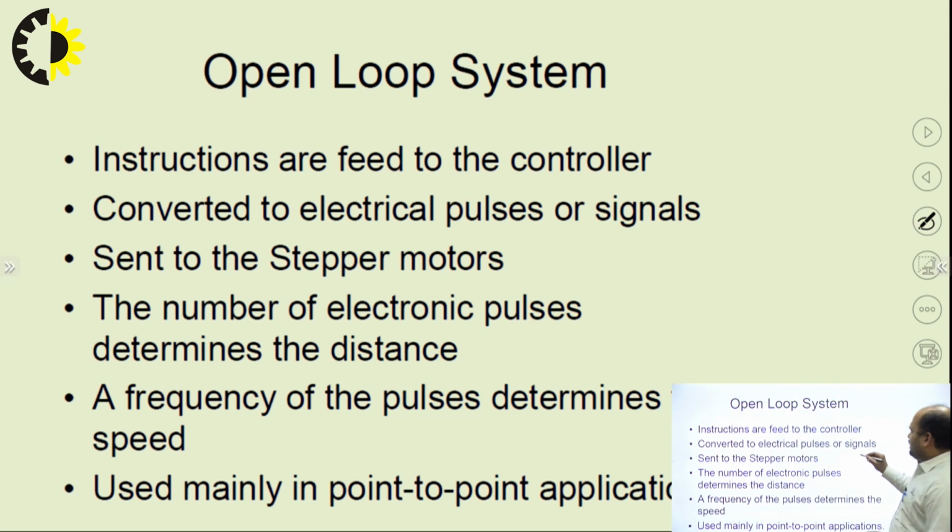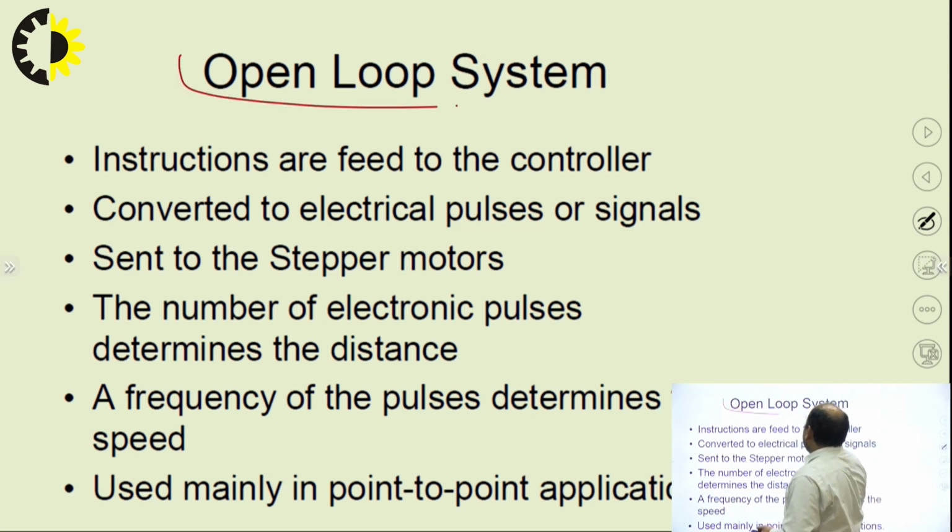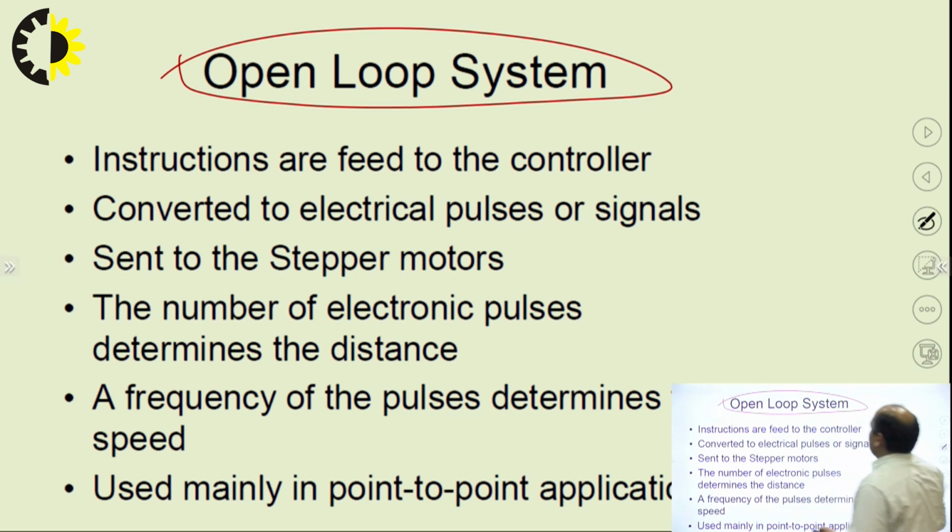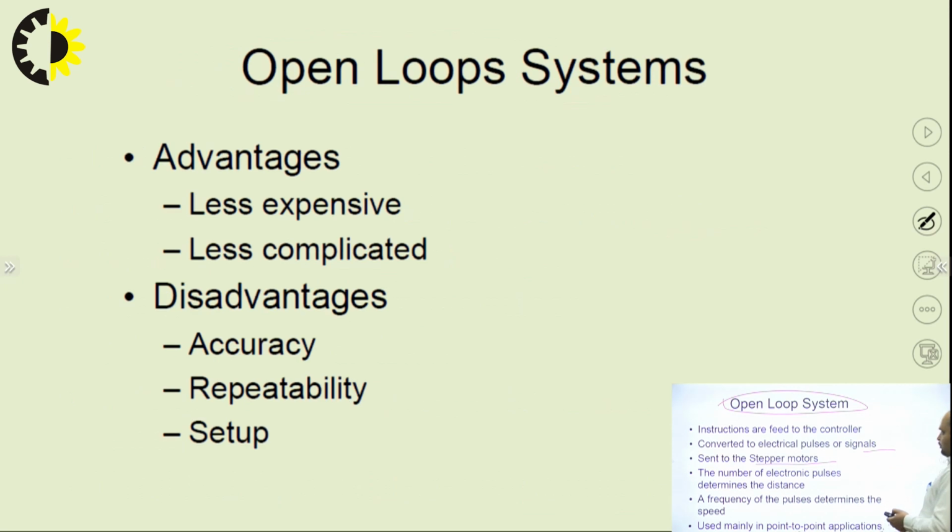Talking about the control systems, there are two control systems in CNC machines. The first one is the open loop system. In the open loop system, we just give instructions to the controller. Here electrical pulses are converted into signals and sent to the stepper motors. The number of electronic pulses determines the distance, and the frequency of the pulses determines the speed. So it is usually used in point to point applications.